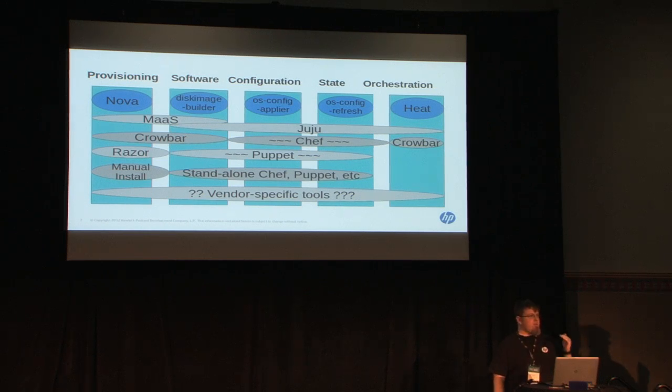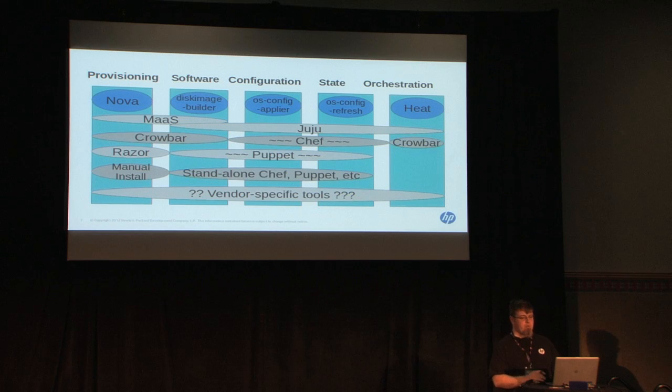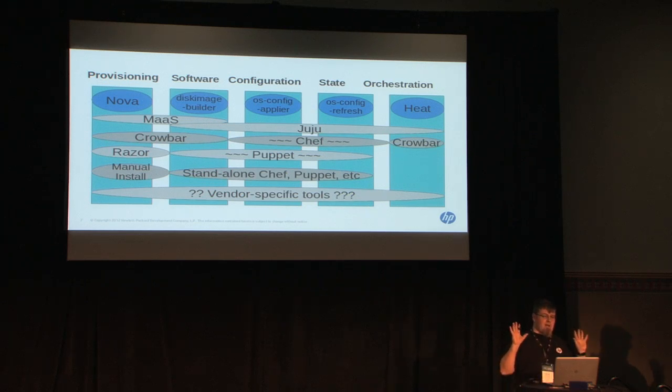We've got a list here of some of the different products in the space and our perception of them. So Razor does provisioning and a little bit of software. Puppet does software configuration and state management, but not really that much orchestration. And I can guarantee that everyone who's got a vested interest in any of these products will have a problem with this slide. So I'm just going to say this is our view on it.